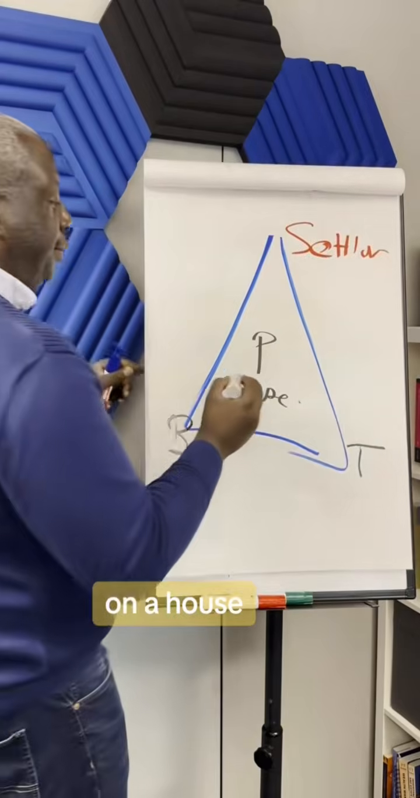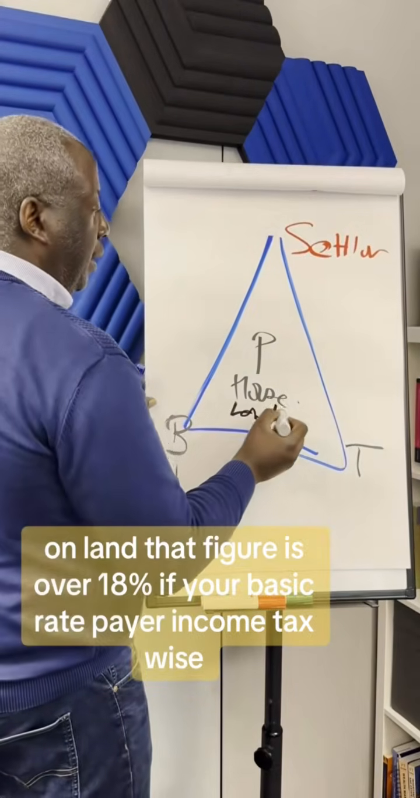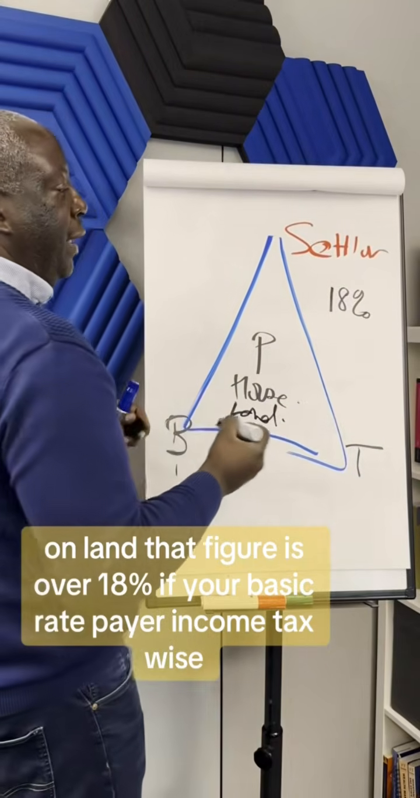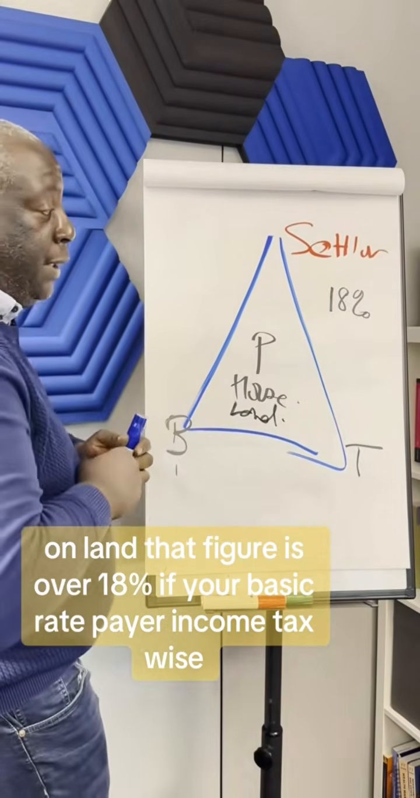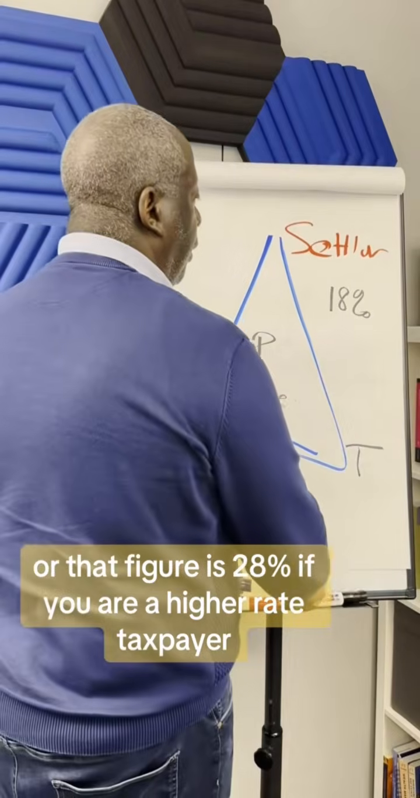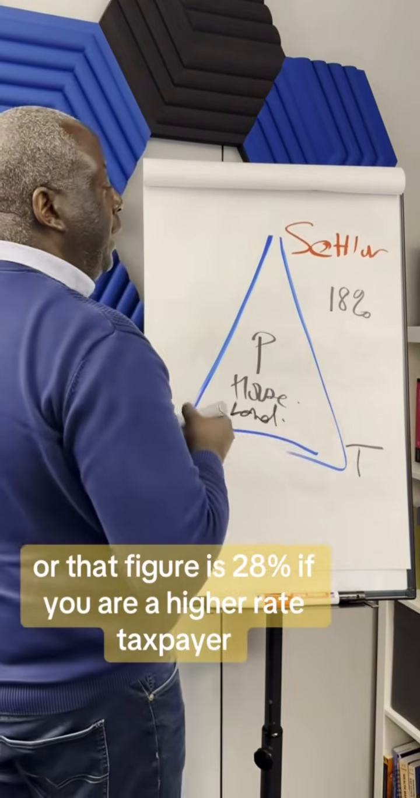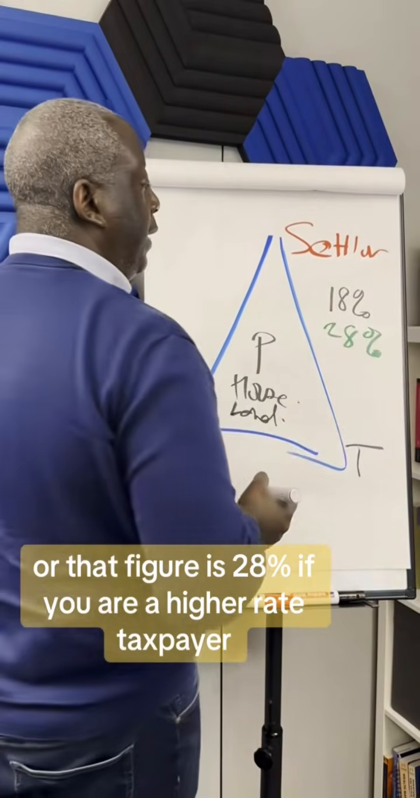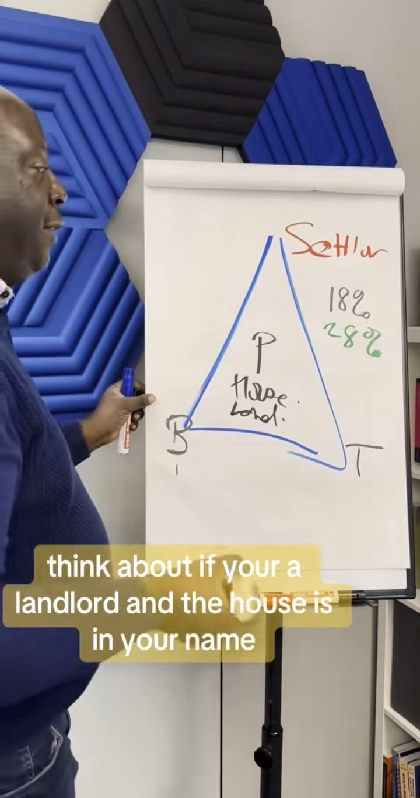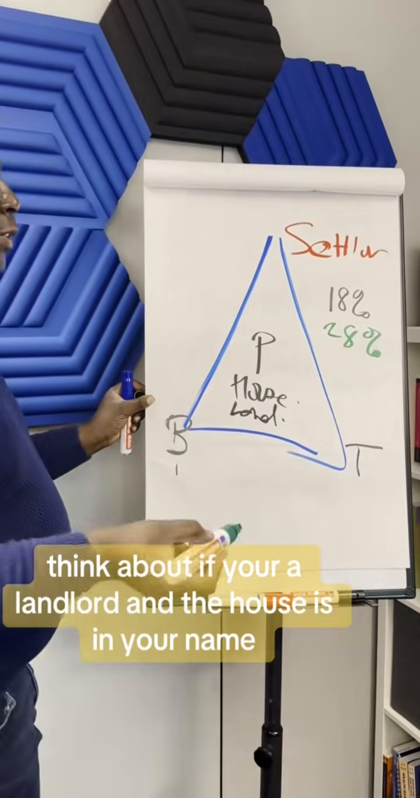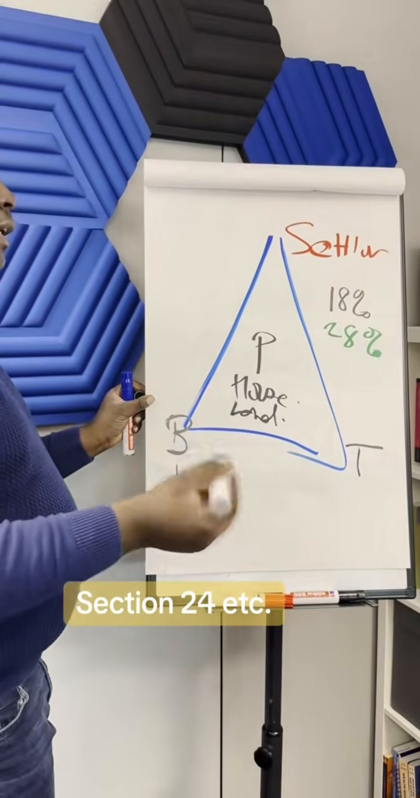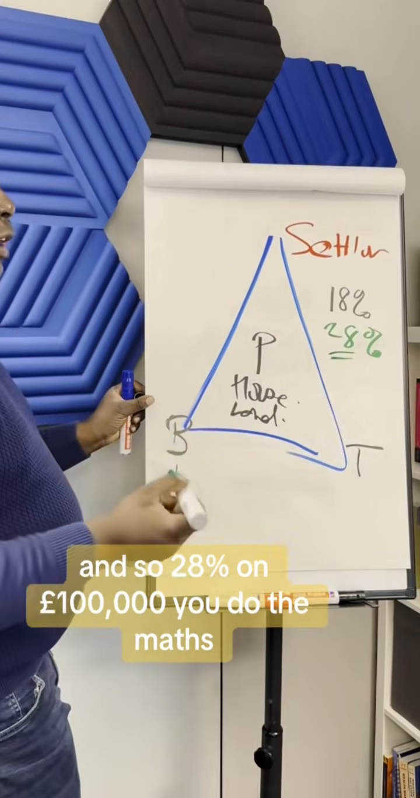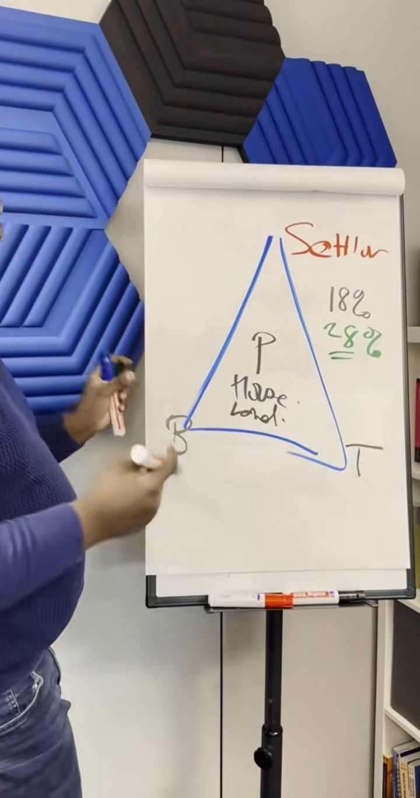Now on land, on a house, on land, that figure is either 18% if you're a basic rate payer, income tax wise, or that figure is 28% if you are a higher rate taxpayer. Think about it, if you're landlords, the house is in your name, section 24, etc., it's quite easy to trip over on the 28%. And so 28% on £100,000, you do the maths, that's a big chunk of change.